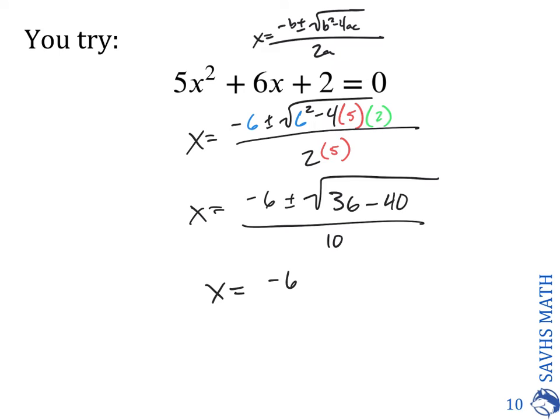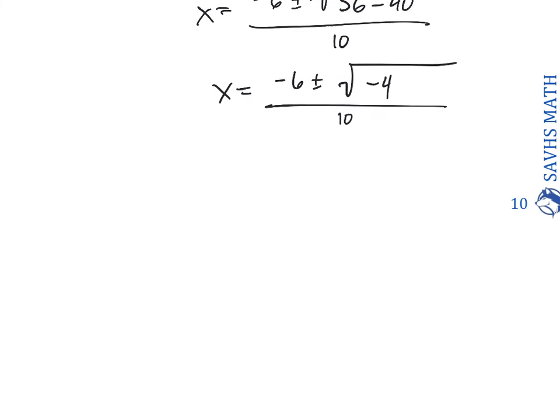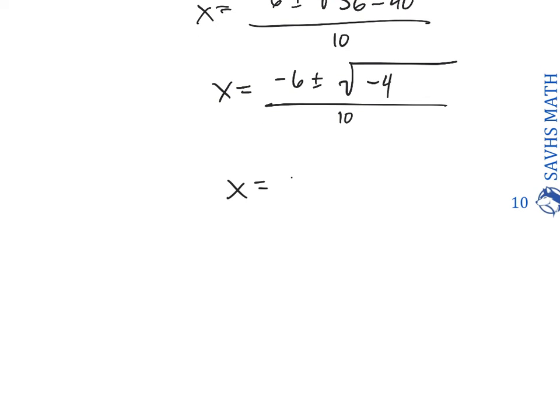x equals, okay, negative 6 plus or minus 36 minus 40 is negative 4, all over 10. The square root of negative 4 is the square root of negative 1 times the square root of 4. And so we know that this is i times 2. I'm just going to write 2i all over 10.